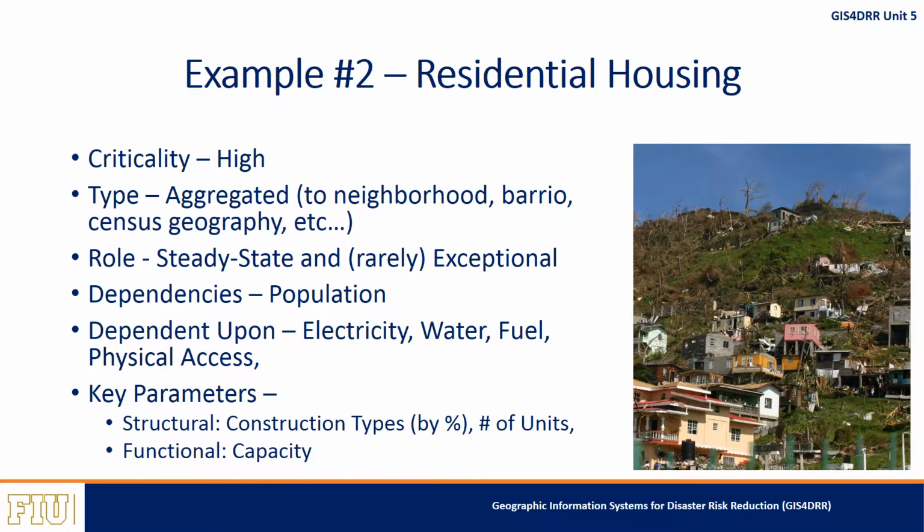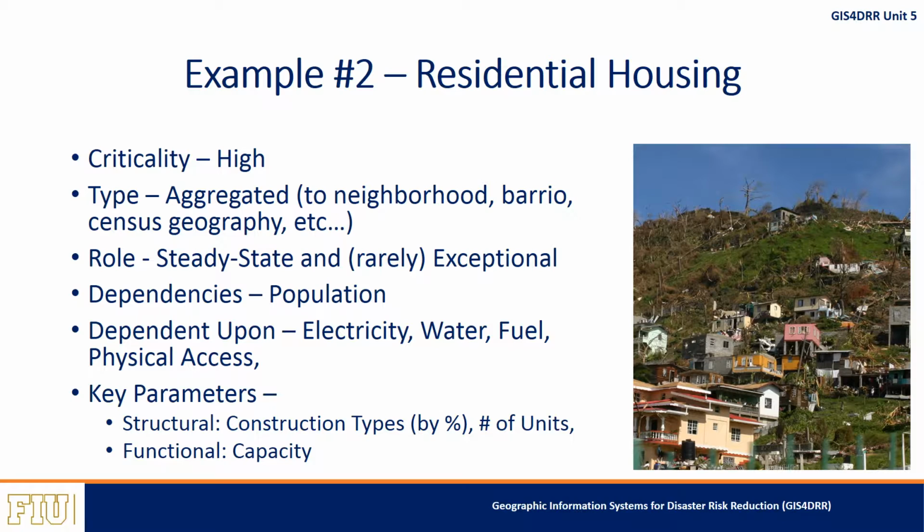Residential housing. Often in cases like this, it's hard to manage each individual element. So you aggregate them, maybe to a neighborhood or some political unit like a barrio or something. It's highly critical, but you can't effectively count every individual one. So you aggregate them and make some general assumptions about them within your models. So it's important, obviously, in steady state as people live there, and it's rarely used during disasters or in other exceptional states.